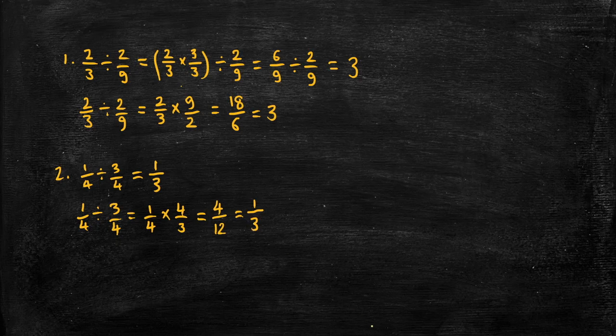So that's a couple of examples of fraction division using two different methods, using common denominators and using invert and multiply, also known as keep, change, flip.